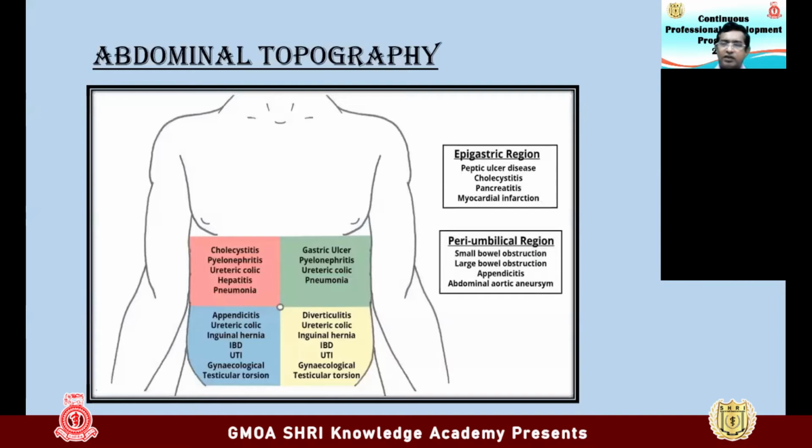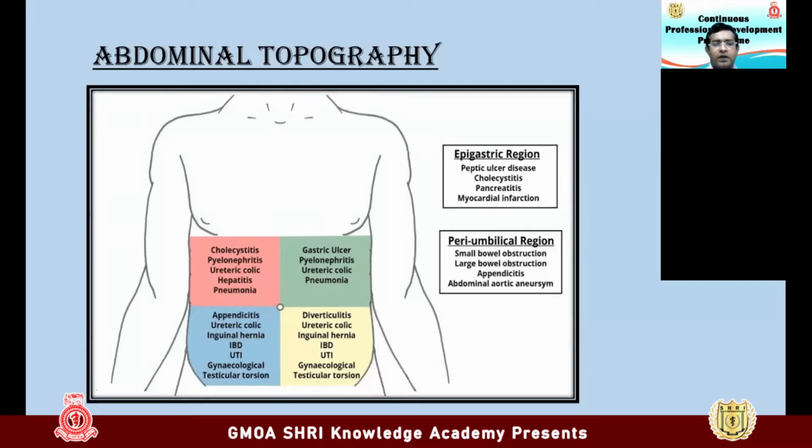So when we categorize the causes, as we did earlier, we can categorize it into pathological categories. But sometimes consider the abdominal topography, which is more useful in a clinical setup, to categorize these causes according to the area of origin. So when a patient comes and complains of pain in a particular area, we should have an understanding of the origin of that pathology.